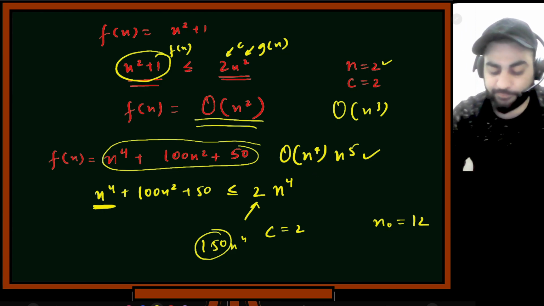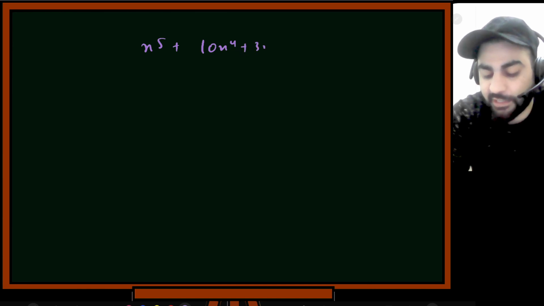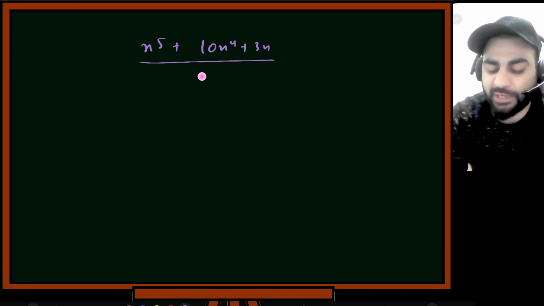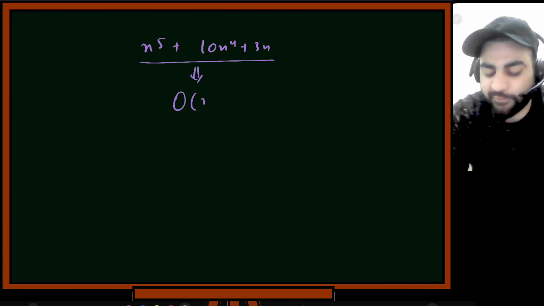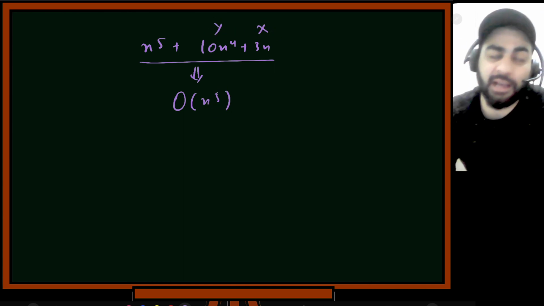to the power 4. Simply, in the upper bound case, if you are given a function n to the power 5 plus 10 n to the power 4 plus 3n, without even computation you can directly say this is bounded by the function order of n5. You remove these terms. This is like an example.